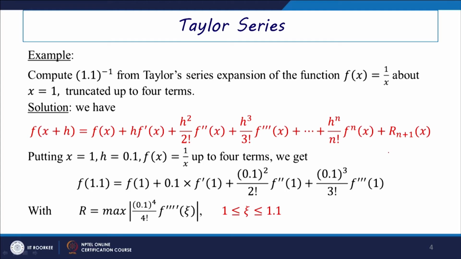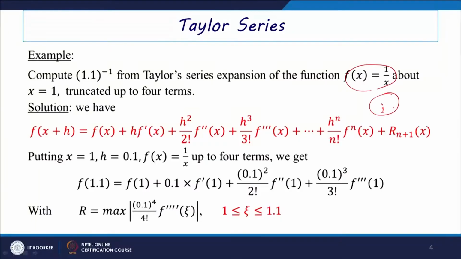If it is asked to find the Taylor series expansion of this function f of x equals 1 by x about x equals 1, about x equals 1 means we consider the point 1 and all of its neighborhood points where this function should be continuous. That is why we express 1.1 in the form of 1 plus 0.1. So if you put x equals 1 here, since the question is given to find the Taylor series expansion of the function f of x equals 1 by x at x equals 1.